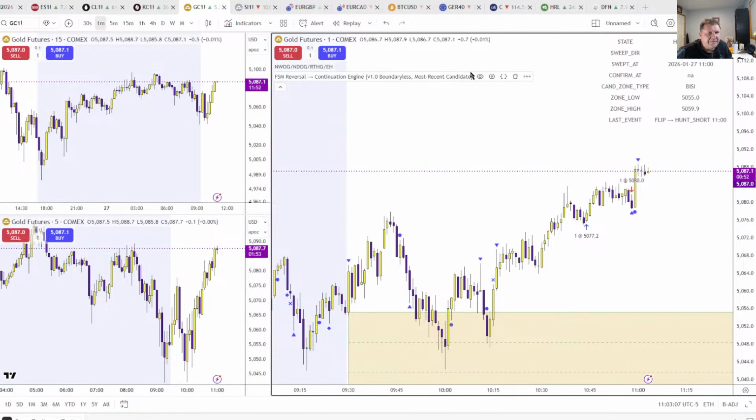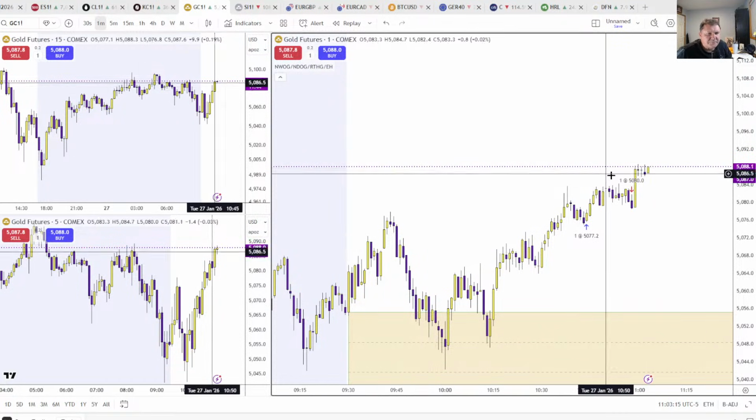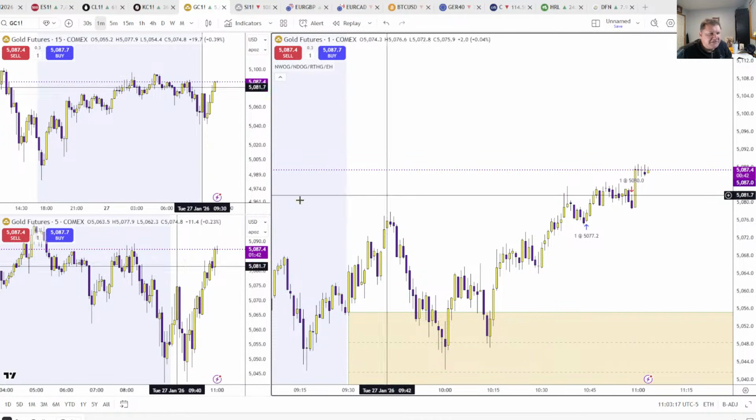Oh, let me turn my bot's hunting for a short already. But we still see a long.